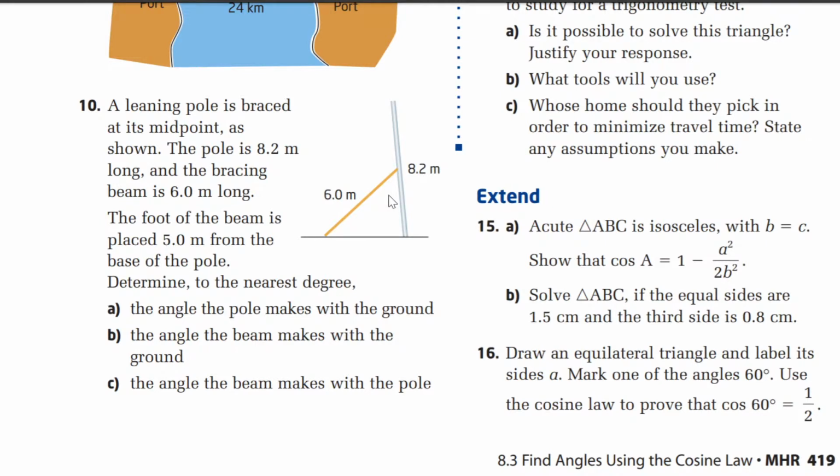So to do that, we can set up the cosine law. We know the length of the pole here. We know the length on the ground here is 5 meters. This side here is not 8.2. The whole thing is 8.2. It's at the midpoint, so this is only a 4.1 as our side. So when we're looking for the angle the pole makes with the ground, what you're going to do is look at this angle down here.